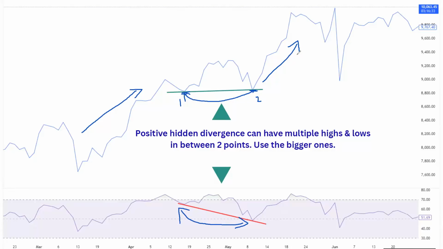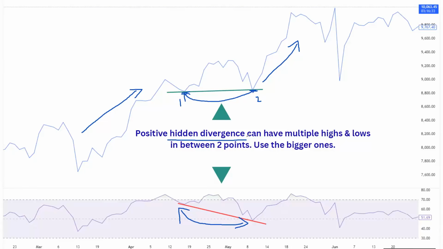Number 1. Number 2, if you are using positive hidden divergence, again I'm using the word hidden divergence, or you are using negative hidden divergence, which I'll be teaching in the next couple of slides, then always try to compare intermediate lows. With negative divergence and positive divergence, which are classical in nature, what did we learn? Use the immediate highs and lows.